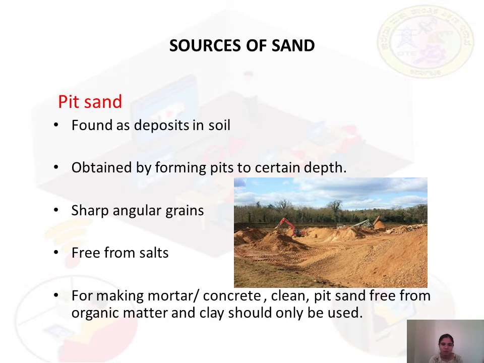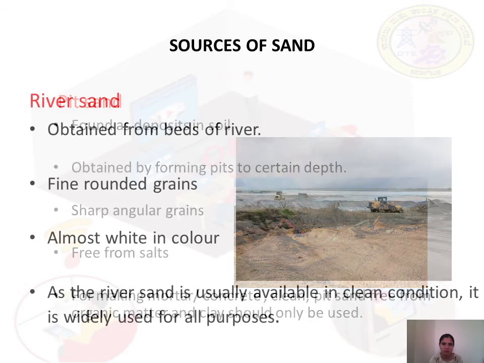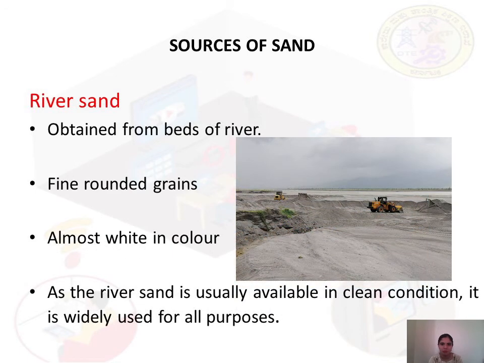The next is river sand. This river sand is obtained from beds of rivers. Usually the river sand has fine rounded grains and the color of this sand is white, and this river sand is usually available in clean condition.